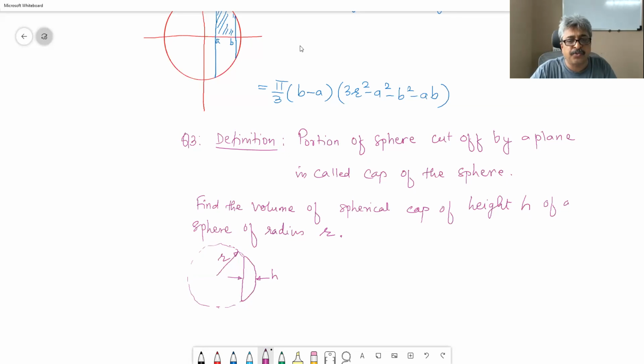Okay, next question is find the volume of spherical cap of height h of a sphere with radius r. So, what is a spherical cap? A portion of the sphere cut off by a plane.